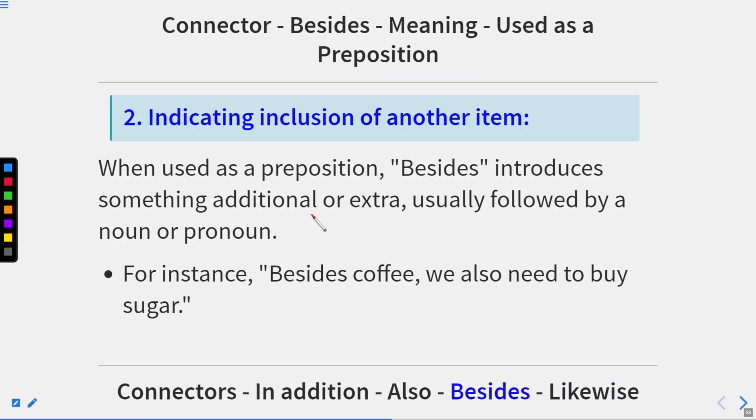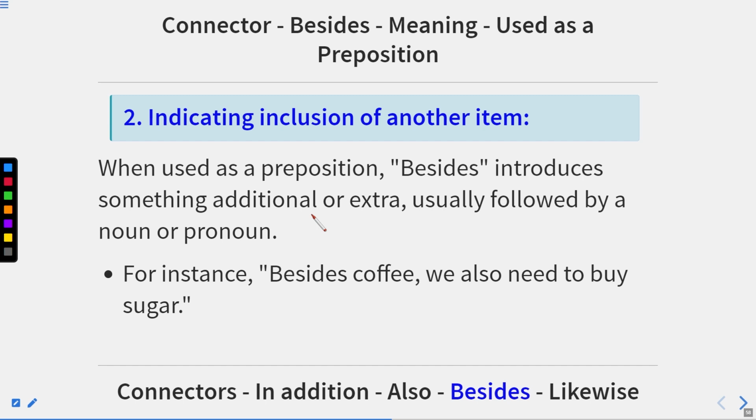Indicating inclusion or another item. Inclusion means when something includes something other. So inclusion is basically the noun of include. When used as a preposition, besides introduces something additional or extra, usually followed by a noun or noun phrase. Now here, besides differs in the case of preposition and adverb. Whenever it is used as an adverb, we have already seen the sentence. But if it is a preposition, it is generally used like in addition to. We just write them within a sentence only.